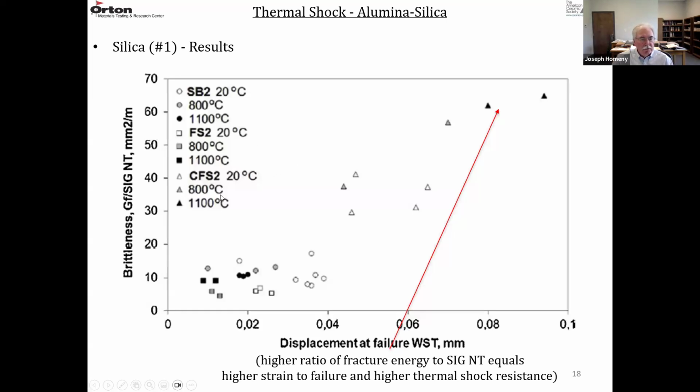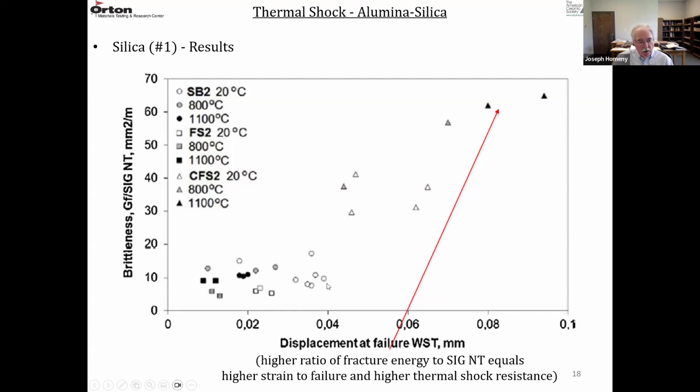So the triangles here are the crystalline fused silica at these three temperatures again, 20, 800, and 1,100. They're all up in this upper area. And then the circles and the squares are down here. The circles are the crystalline silica brick, and the squares are the fused silica brick.